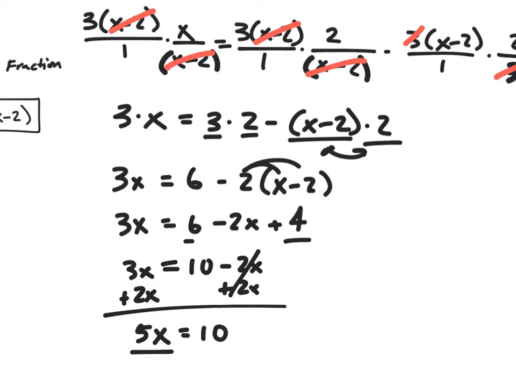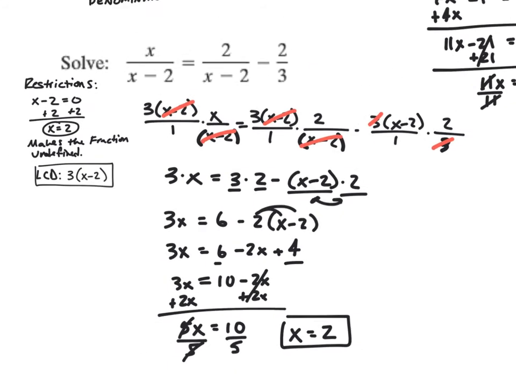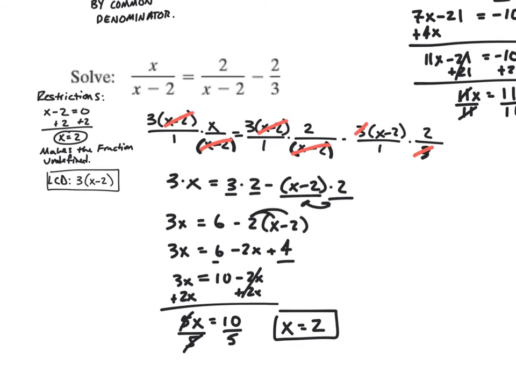Now, I'm going to divide both sides by 5. And look what we get. Okay, the 5's divide out. x is equal to 10 over 5, which is going to give me 2. Now, remember, we had a restriction on our domain. Okay, x equals 2 makes the fraction undefined. So if I plug 2 back into this, we're going to get an undefined statement.